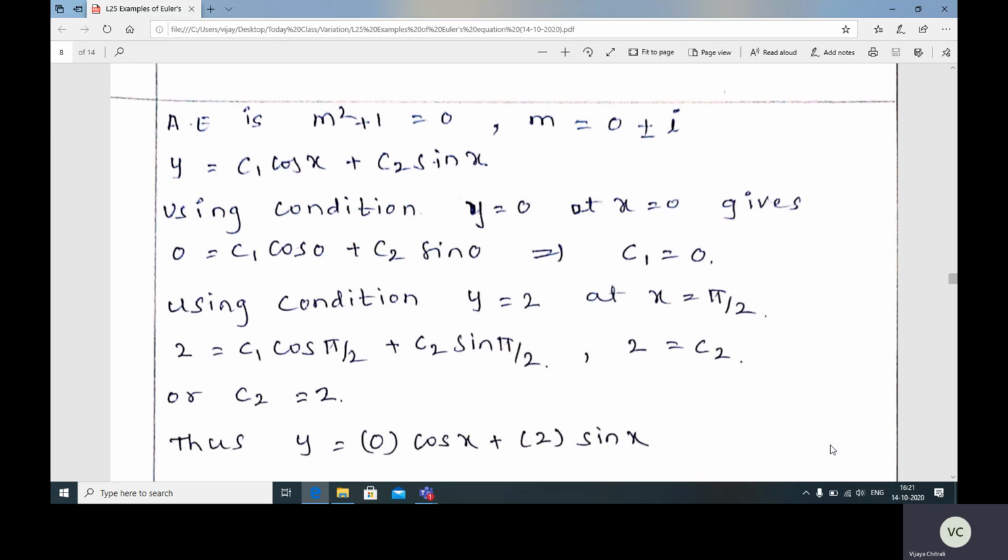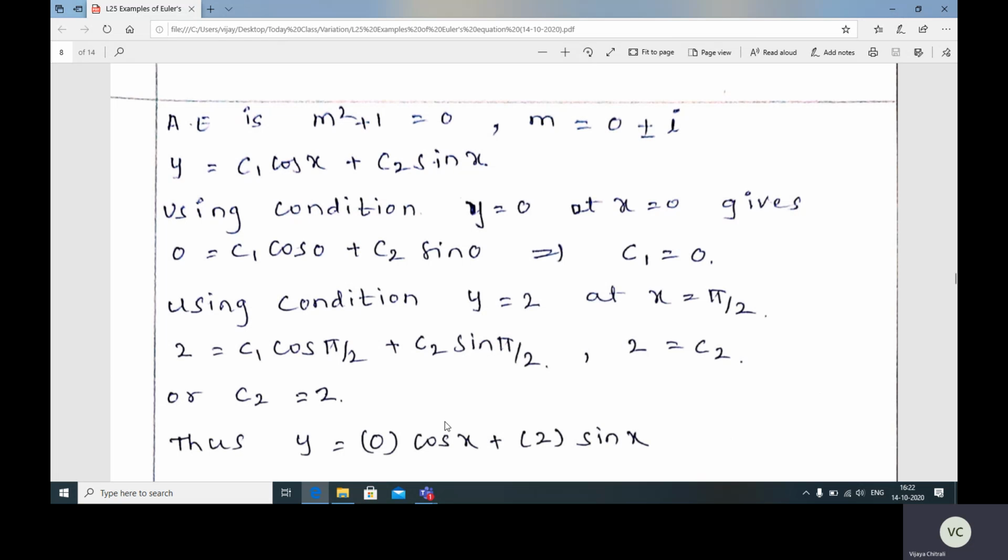Now use the second condition, y is equal to 2 at x is equal to pi by 2. So 2 is equal to c1 cos pi by 2 plus c2 sin pi by 2. Here cos pi by 2 is 0 and sin pi by 2 is 1. So 2 is equal to c2, because c2 into 1 is c2. So this gives c2 is equal to 2.